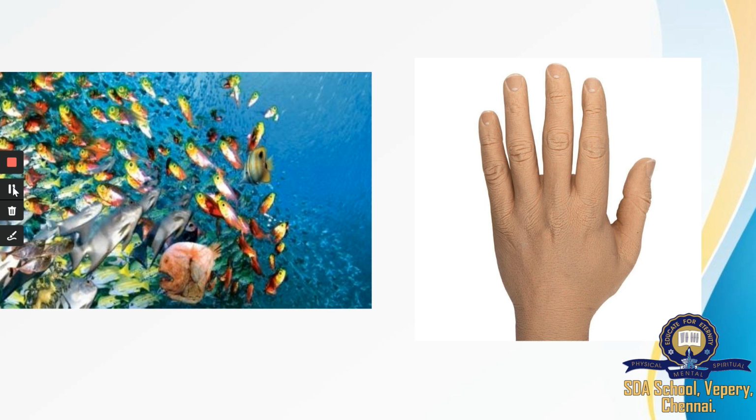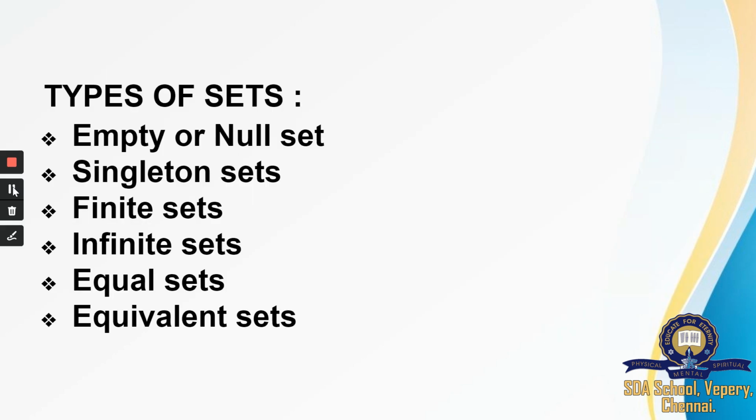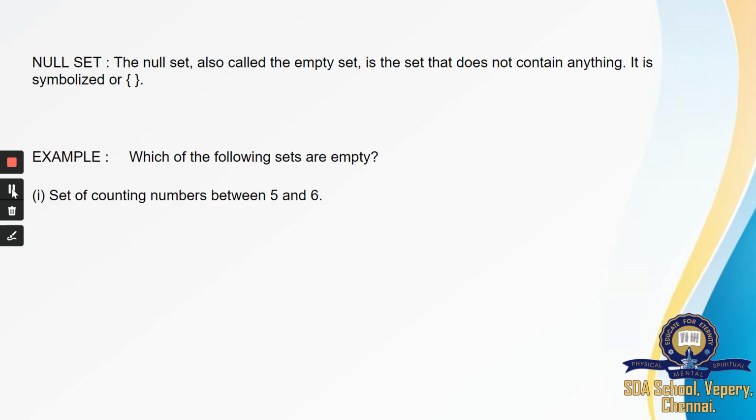So in today's class, we will be discussing different types of sets. Null set is otherwise called empty set or void set. A null set is a set that contains no elements at all. It is represented with brackets like this. An example of a null set can be the set of counting numbers between 5 and 6. Obviously, there are no counting numbers between 5 and 6. So this is all about null sets.